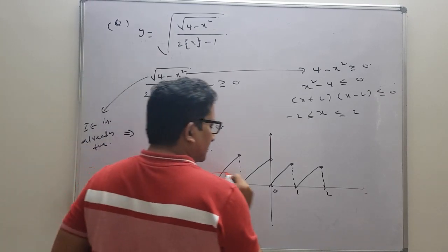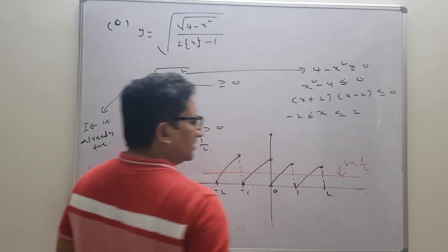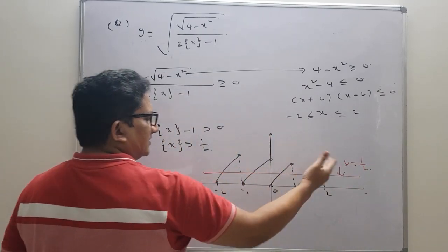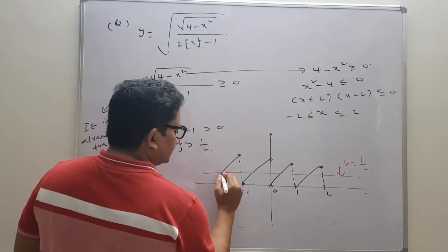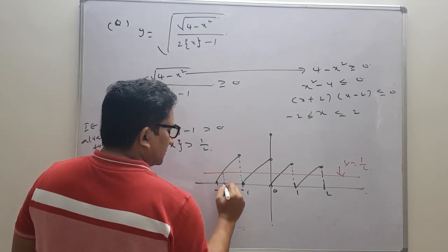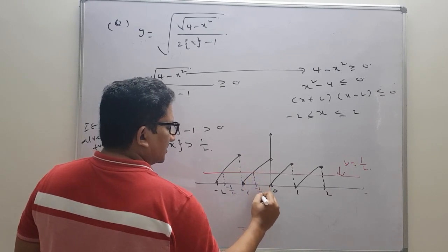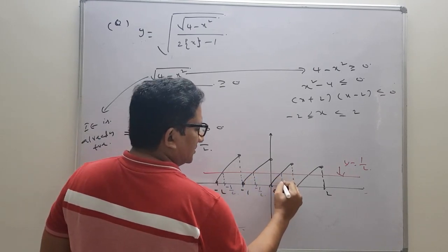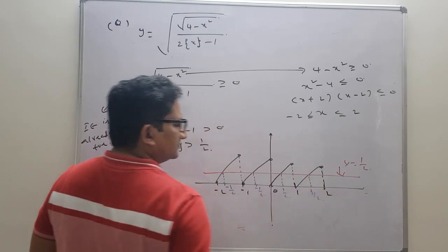And here we will get a line. This line is y equals 1 by 2, and these are the fractional part of x parts. And at these points, if we observe the intersections, this point is minus 3 by 2, this one is minus 1 by 2, this one is 1 by 2, and this one is 3 by 2.